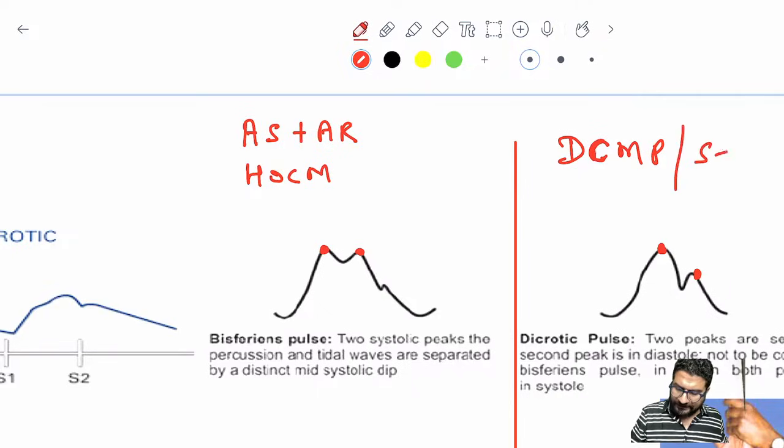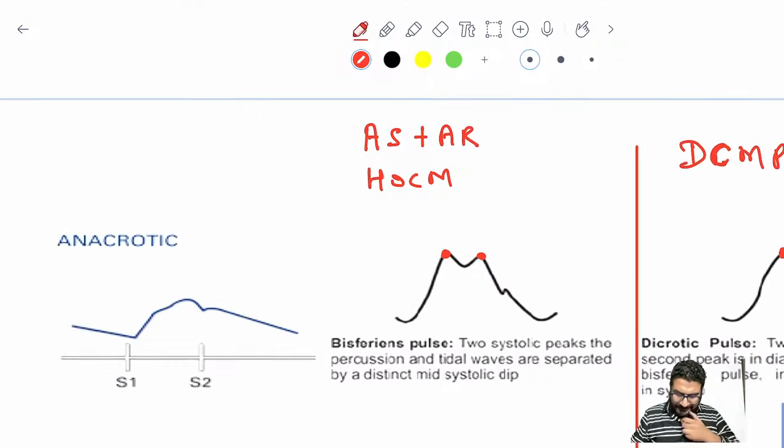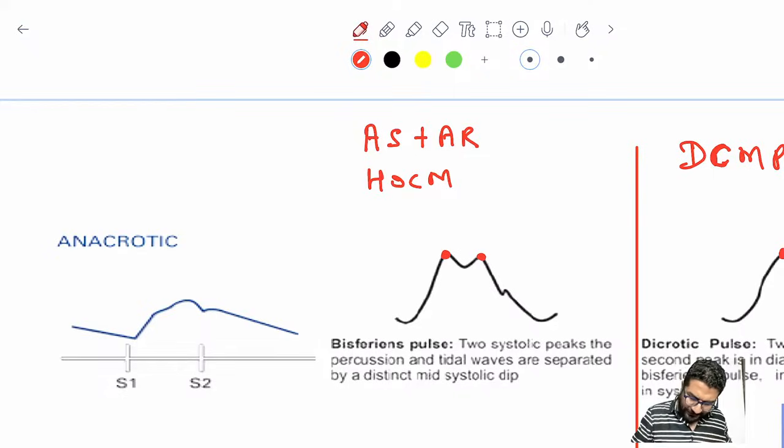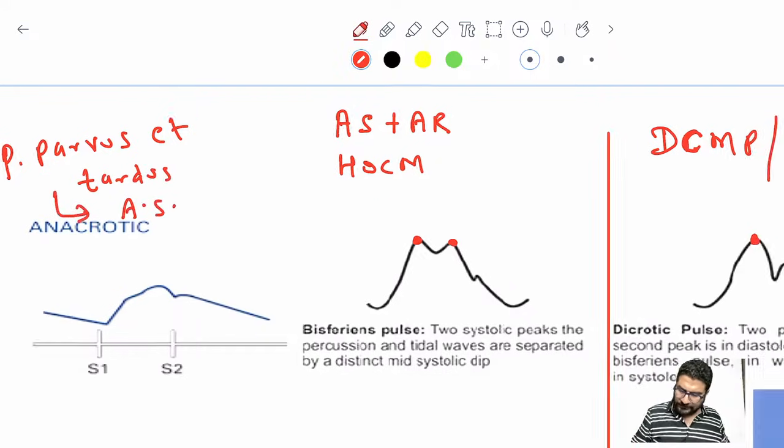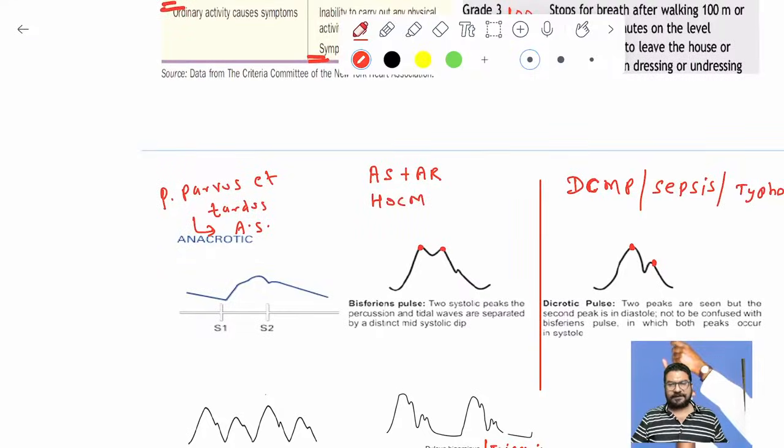You will see this in sepsis patient, in typhoid patient, right? Am I clear? And this is called anacrotic pulse. Anacrotic pulse को और क्या बोलते हैं? We call this parvus et tardus. Pulsus parvus et tardus. This is something which we see in AS. So these are the different types of pulse. Very, very important.